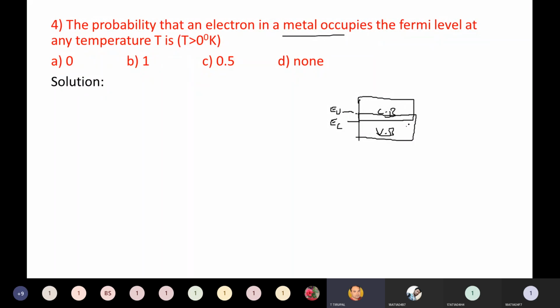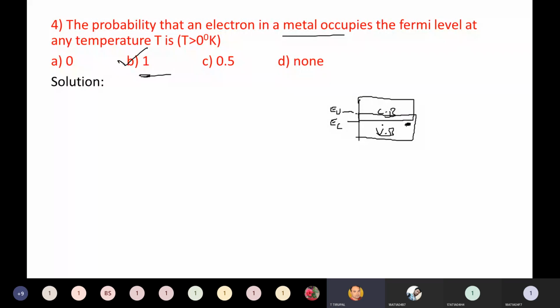It is present in the valence band itself. It is present in the valence band and also in the conduction band, but it is not moving from the valence band to the conduction band. Both are overlapped. So what is the probability of occupying an electron in the valence band? It is equal to 1. The probability of an electron in a metal occupying the Fermi level at any temperature T greater than 0 degree Kelvin is 1. The answer is 1, because it is present in the valence band.